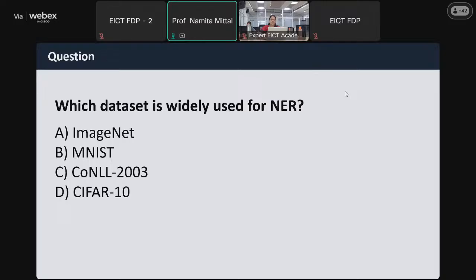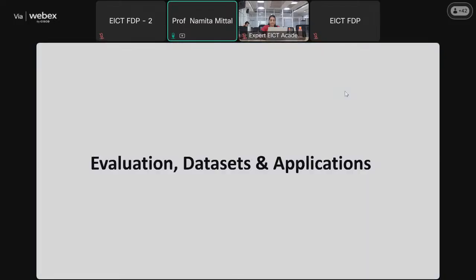Now, which data set is widely used for NER? That I just explained to you. That is C, yes, CoNLL 2003. So similar kinds of questions will be there in the quiz. That's why I'm doing the practice with you.